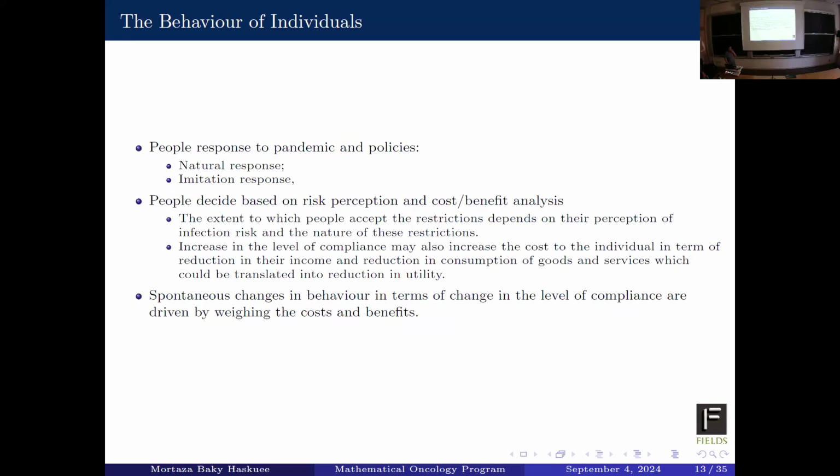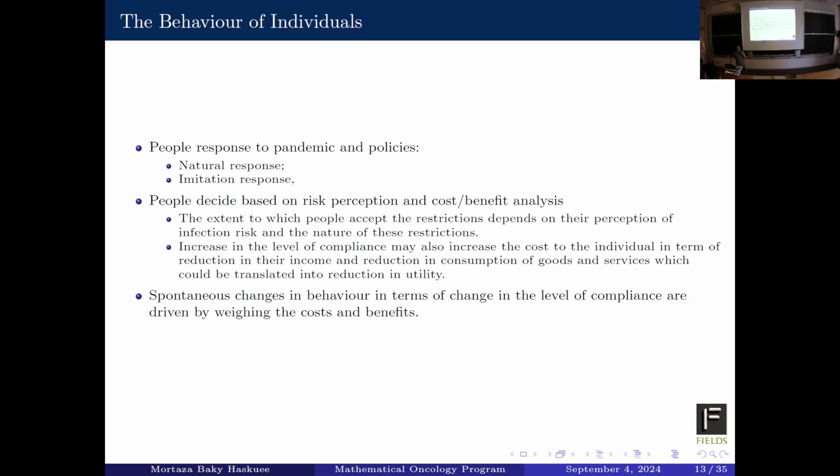So the next step is to explain how people's behavior is formed. I call it the behavior of the individuals. You know that people's response to the pandemic and to policies can generally be grouped into two parts. The first part is the natural response, and the other part is imitation behavior. By imitation, I mean that people, in fact, sample other people.